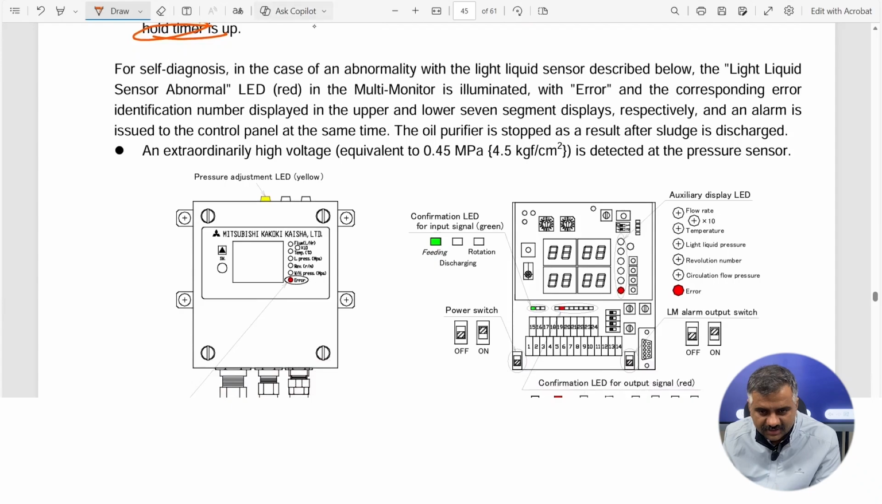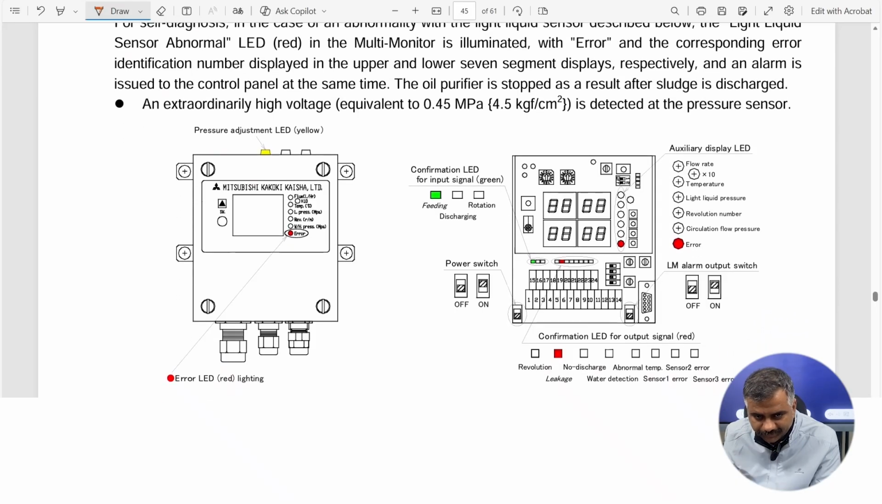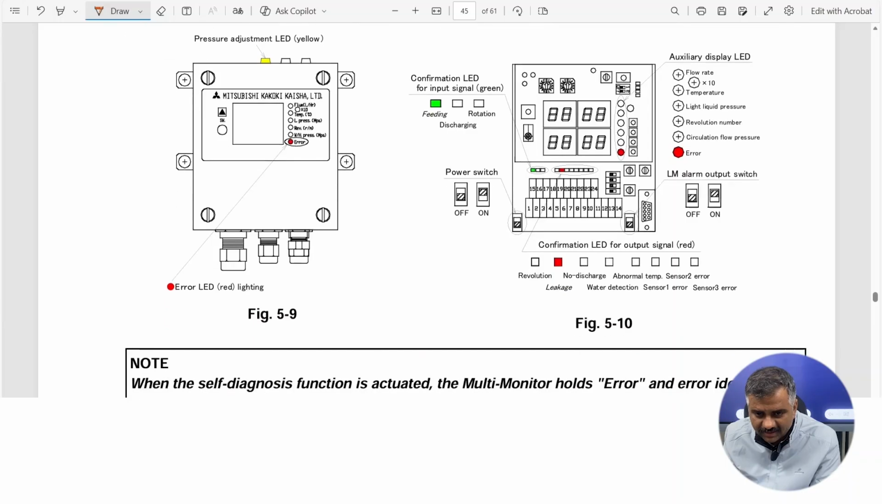So this is what it is. So here we had seen this is the feeding, rotation, input LEDs. Okay, and this is the error LED. So this error light will be glowing in the multi monitor. In routine running, the alarm switch is kept on, alarm output switch is kept on.